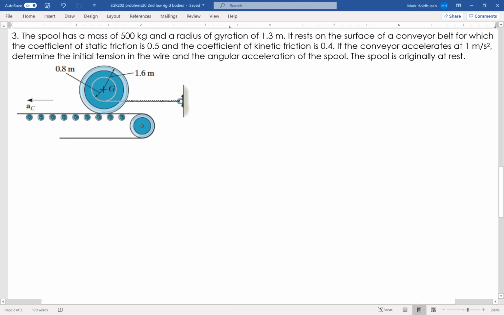Okay, so I've got a spool, 500 kilograms, radius of gyration of 1.3 meters. It's on this conveyor belt, okay? Coefficient of static friction, kinetic friction given. Conveyor belt starts accelerating to the left at 1 meter per second squared, okay? So it says, hey, let's find the initial tension in the wire.